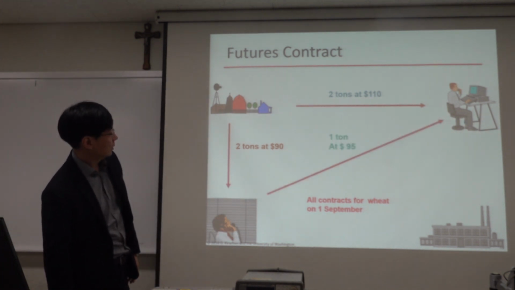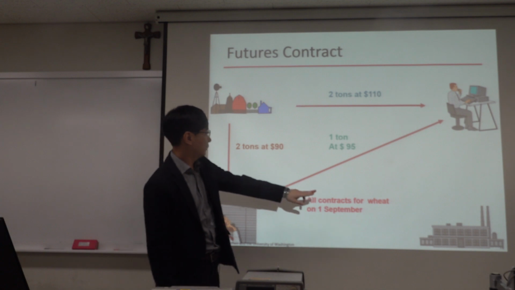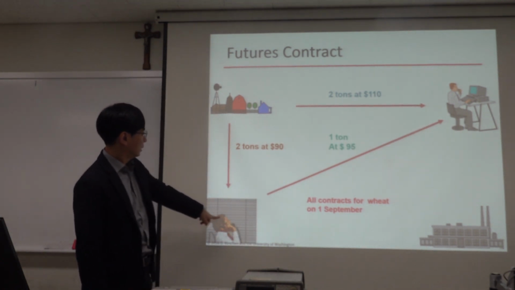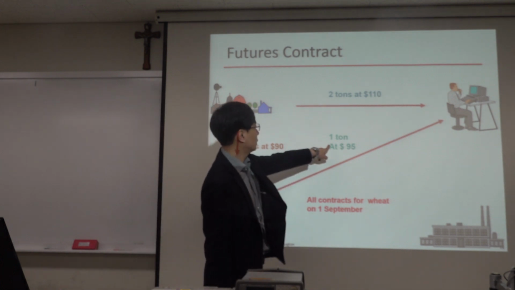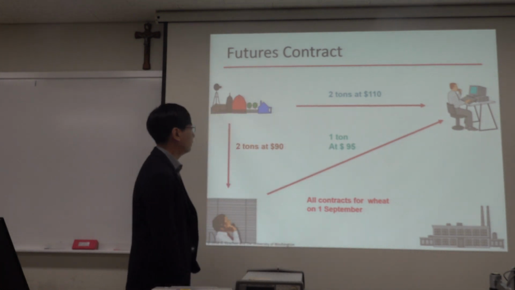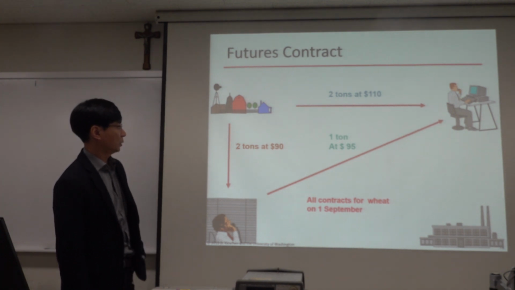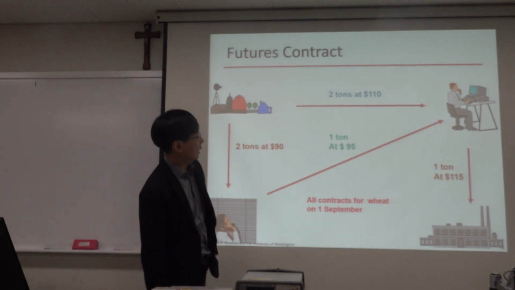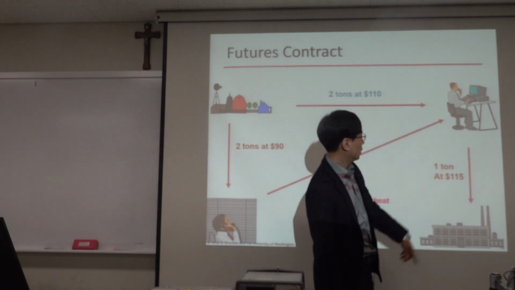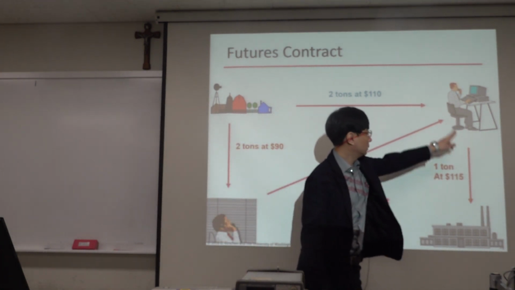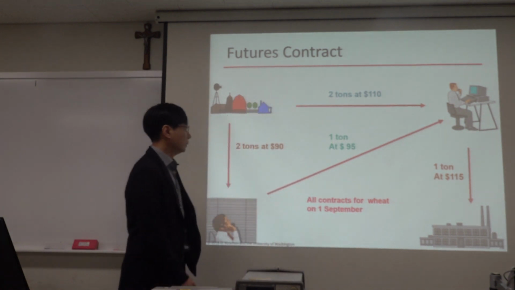And all contracts are for wheat on September 1st. And then he resold 1 ton at $95. Already made $5 profit per ton. And then he resold 1 ton at $115. Anyway, it looks like he made a profit as well.